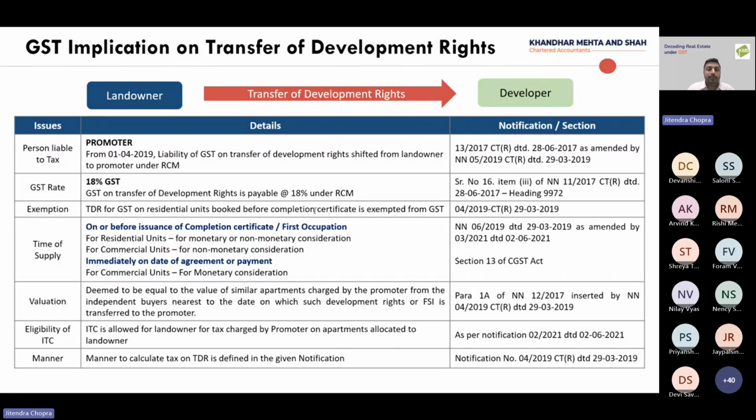Therefore, in most residential projects, GST on TDR remains only on unsold units as on the completion certificate. This provision has significantly reduced the GST impact on the residential real estate sector after April 2019. However, no such exemption is available for commercial units, and accordingly, GST on TDR continues to apply on the commercial portion. Also, the time of supply for GST on TDR is deferred till BU for residential projects.